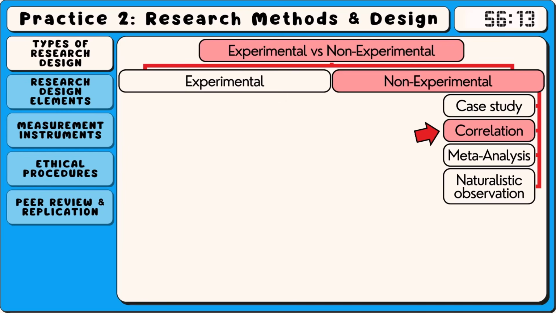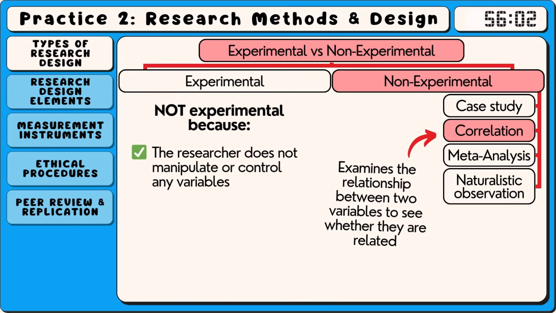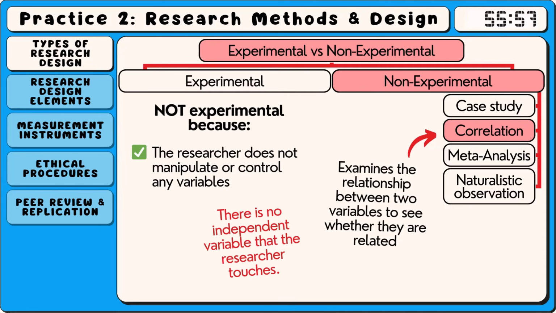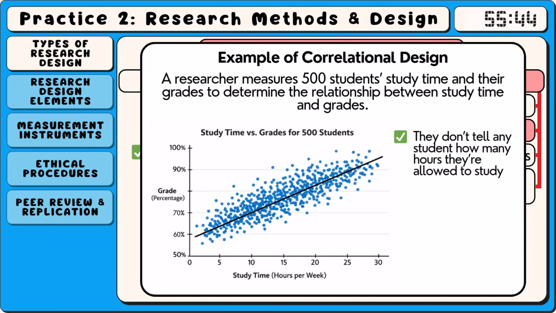Next is correlational research. This type of research examines the relationship between two variables to see whether they're related. Importantly, correlational research is not experimental because the researcher does not manipulate or control either variable. In other words, there is no independent variable that the researcher touches. They're just watching. For example, a researcher might measure 500 students' study time and their grades to determine the relationship between study time and grades. However, they don't tell any student how many hours they're allowed to study and don't split them into groups because they're not conducting an experiment, they're just observing.